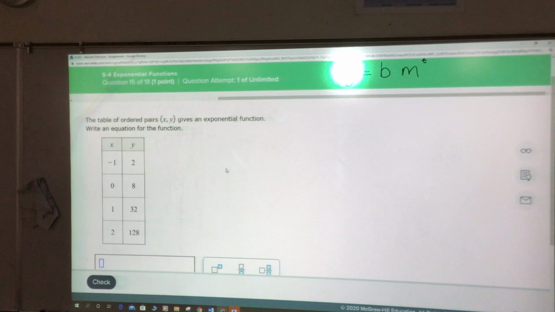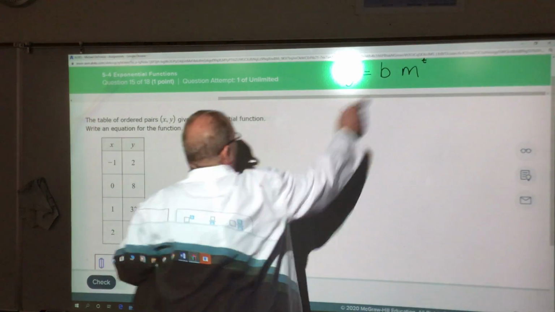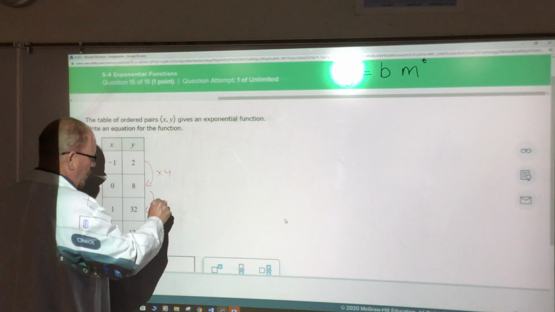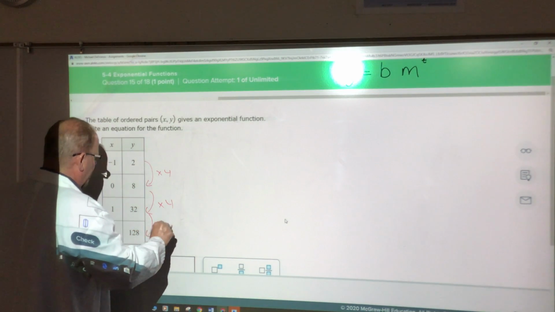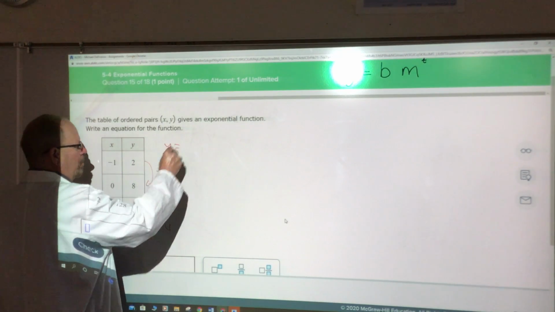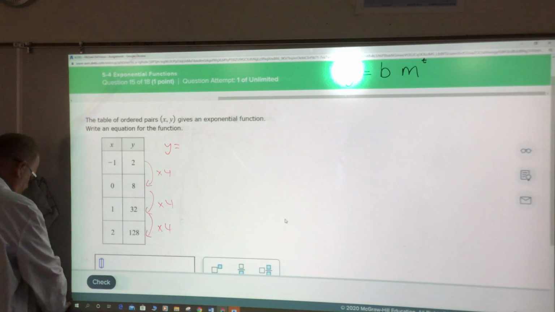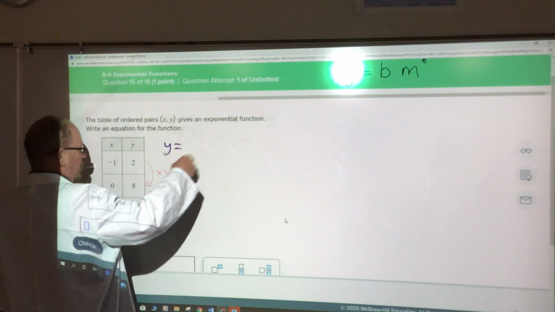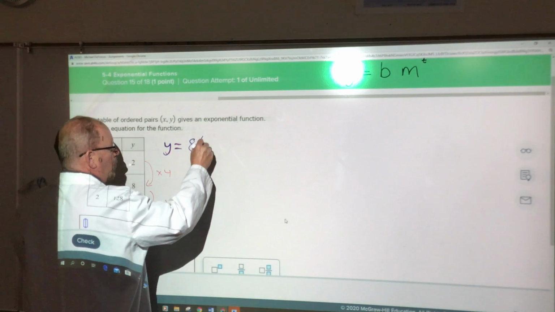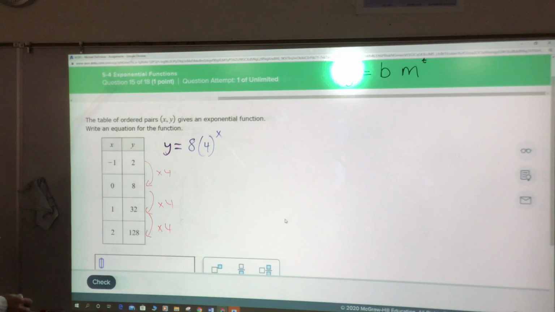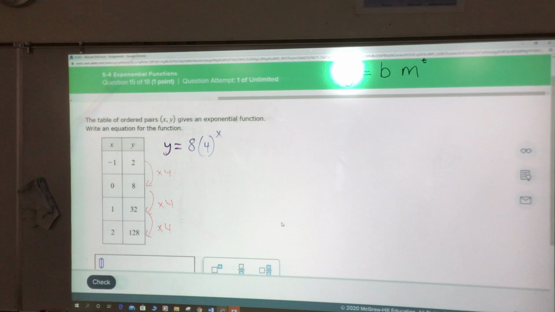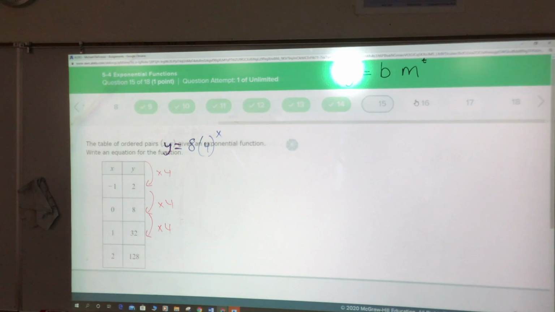Okay, table of ordered pairs for an exponential function. So B M X, remember? What's it multiplying? Times 4, times 4, times 4. What's that at 0? 8. Y equals 8 times 4 to the x power. Okay? I'm not going to take the time to keep putting them in because I don't want to keep you here in the video all day. But trust me, that's how you do that.